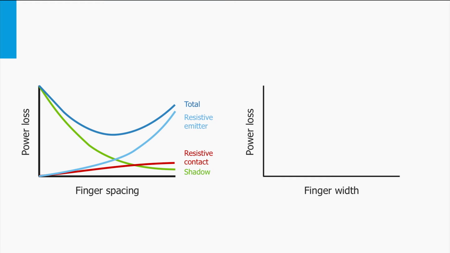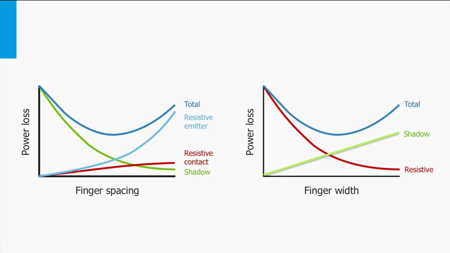Similar plots can be made for the width of the contact. The larger the width, the larger the losses due to shading. The resistive losses in the metal fingers decrease with increasing finger width. Again, there exists a width which has a minimum loss. Optimizing the front contact pattern is therefore a complex interplay between the finger width and spacing.